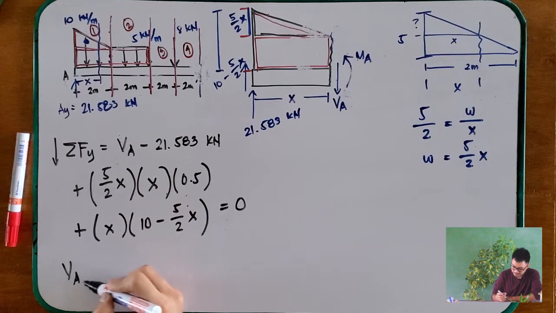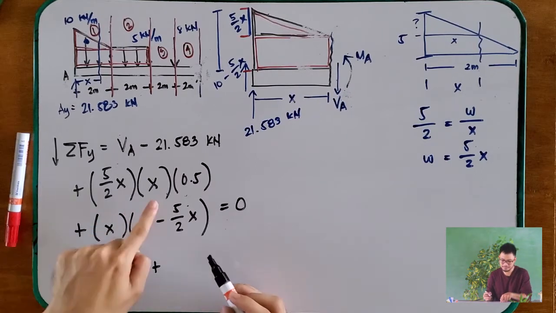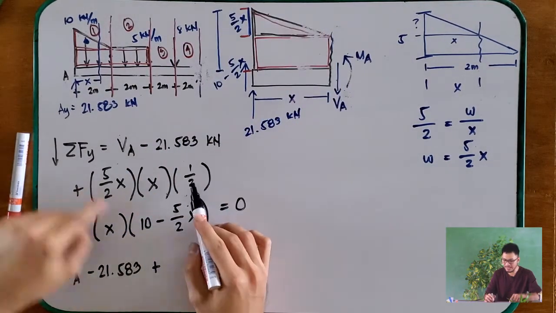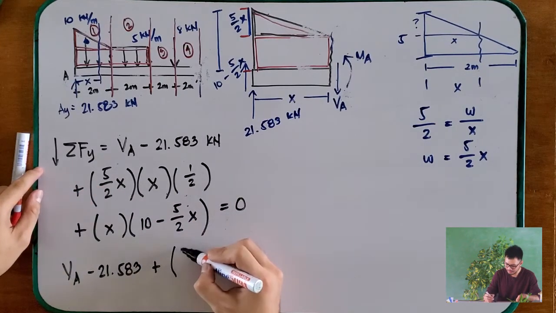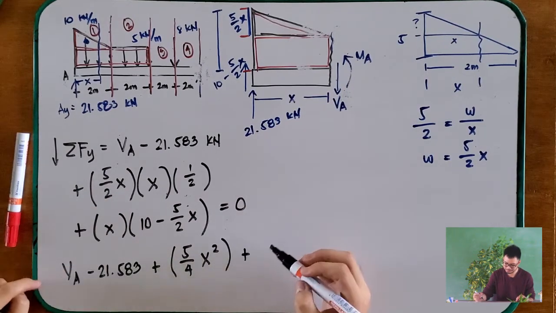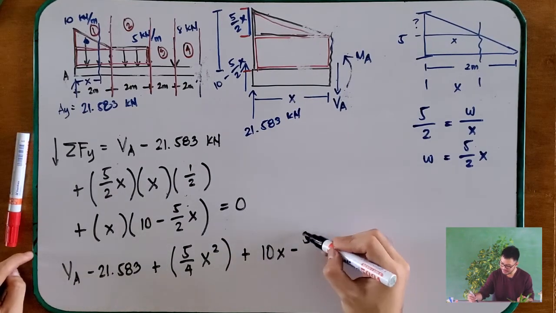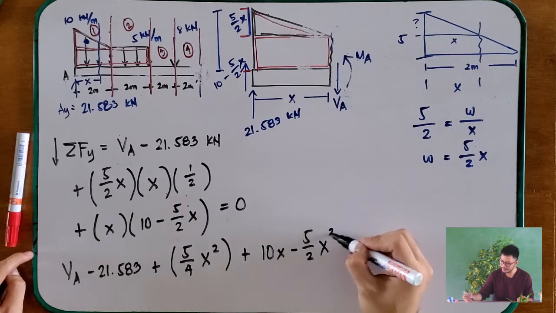Di na ko mag 1, 2, 3, 4. So let's simplify this one. Ayaw ko yung nangawa ni na record kaya na-stressed pa ko solve. Ay, salamat. This is VA minus 21.583 plus, di ba, this is 1/2. 1/2 times 5 over 2, that is 5 over 4 x squared plus 10x minus 5 over 2x squared equals to 0. 5 over 4 minus 5 over 2.